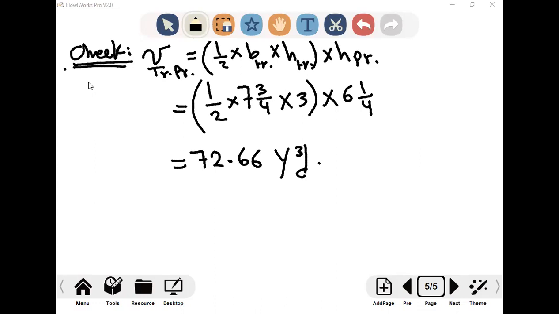We are in the check after example 2. See the check after example 2? I wrote it in check number 3. See the triangle? What's its base? 7 and 3/4. What's its height? 3. What is the height of the prism itself? 6 and 1/4. Apply the formula.